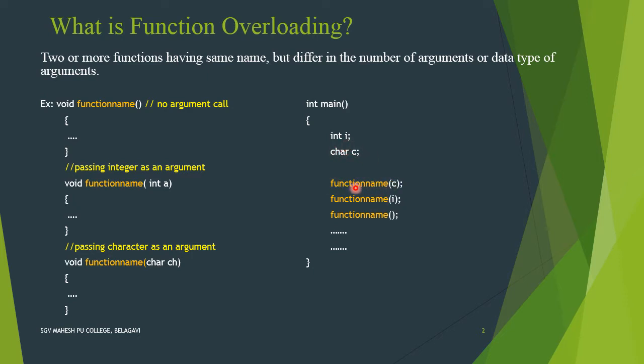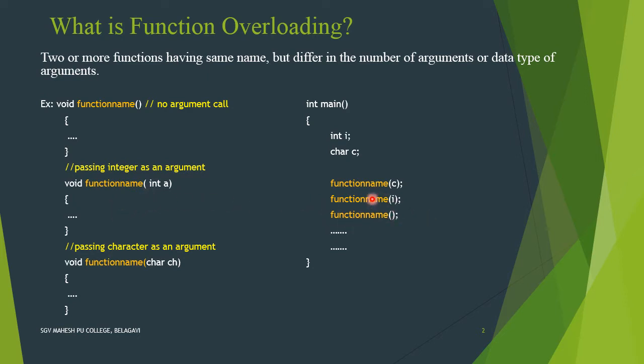Now this is the function call. You are calling the function name with c. What is c here? c is a character. So when the function name matches with this character c, it directly goes here. If it matches here, it goes inside, finishes its work and comes back again. Next I'm calling the function name with i. So where is this i matching? i is an integer. So it goes here, matches with this function, finishes its operation, and comes back again.